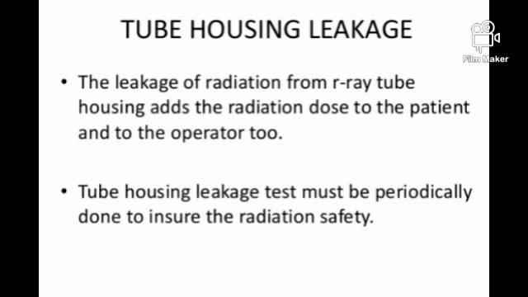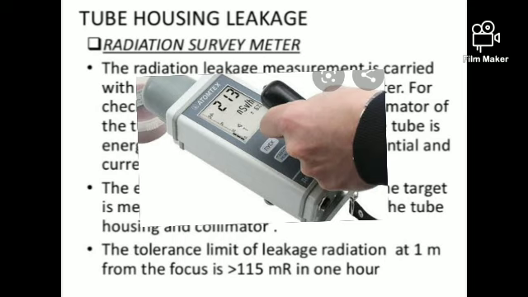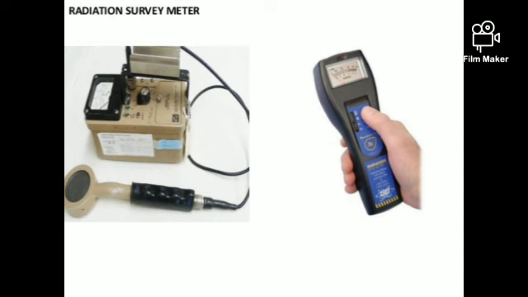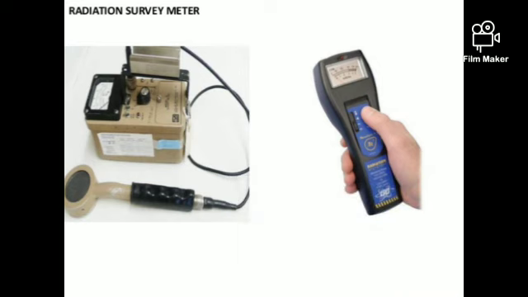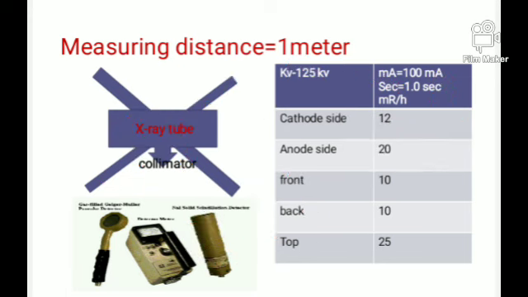Let's move on to the device which we use mainly to measure the leakage radiation. We require the radiation survey meter. What radiation survey meters do we have? We have the ionization chamber, and we have the GM counter. You can see this is a GM counter. When we are doing the test, we should always keep in mind that we place the GM counter at 1 meter distance from the tube and collimator. One reading we take with the collimator open, another with the collimator closed. We will measure from all sides: cathode side, anode side, top, bottom.